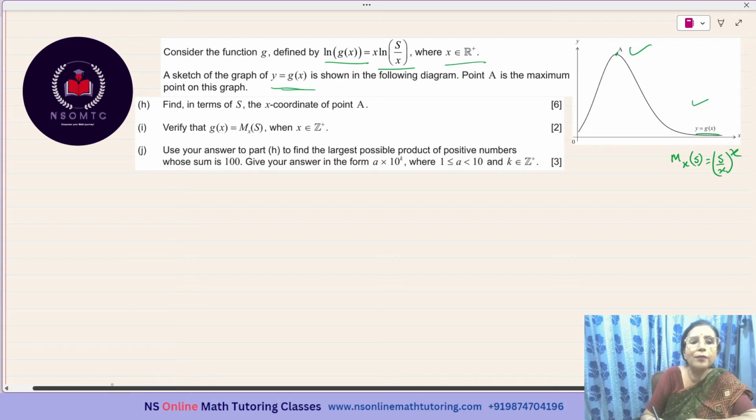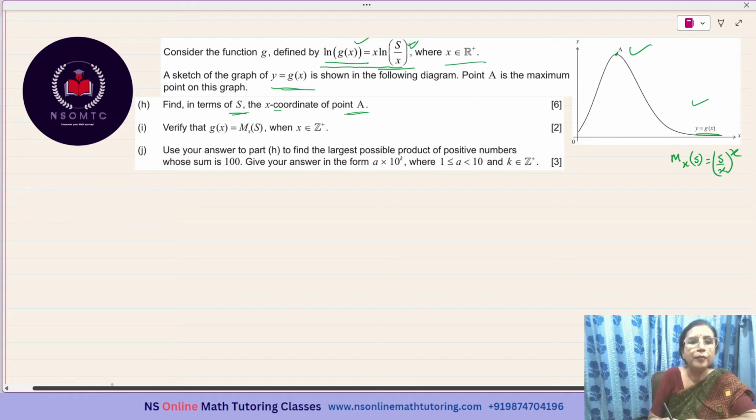Find in terms of s the x coordinate of the point E. Okay, so E is the maximum point. We are given only this expression; we do not know the expression for g of x in any other place. So since this is the maximum point, we know g dash x, the first derivative of g of x, will be equal to 0 at this point, right? So let us differentiate this equation.